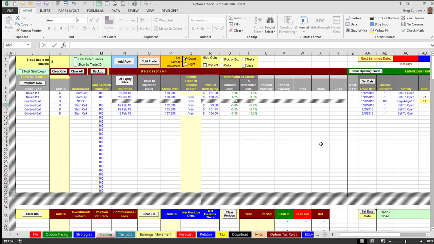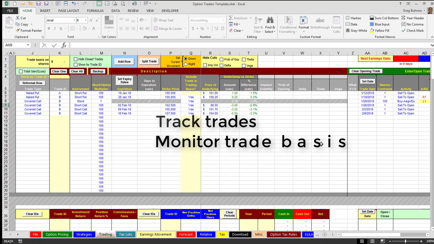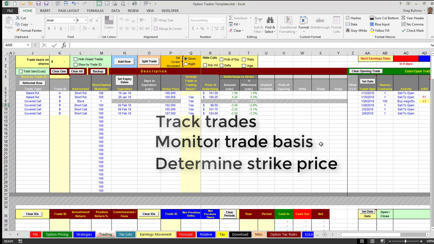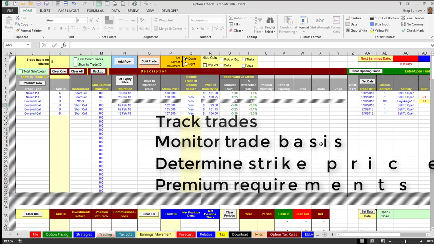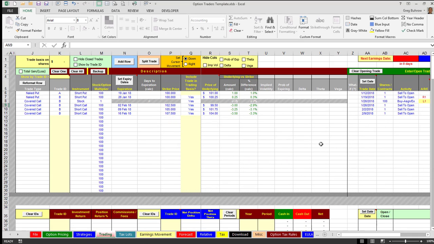So I hope this helps you with your rolling and linking. I think it's a great way to keep track of your trades and help you understand how your basis is increasing or decreasing. Helps you determine what your strike price is and how far out you want to go on some of your trades in order to get enough premium to make it worthwhile to sell an option in a covered call situation. You can also do this with spread trades and especially with calendars.